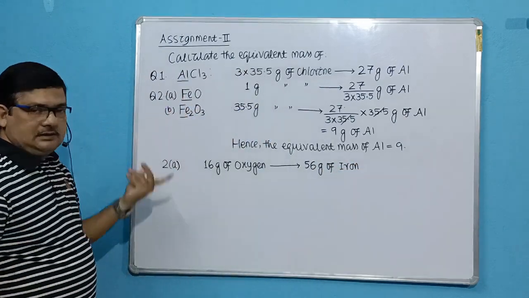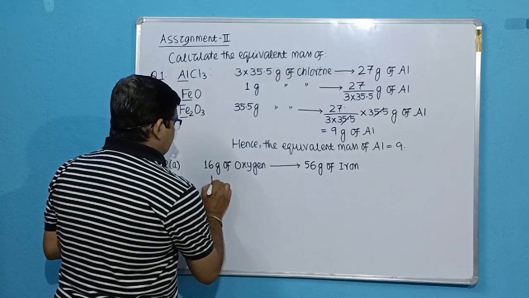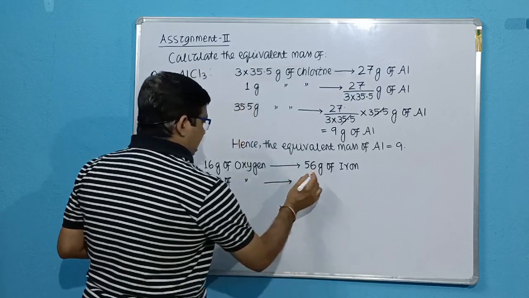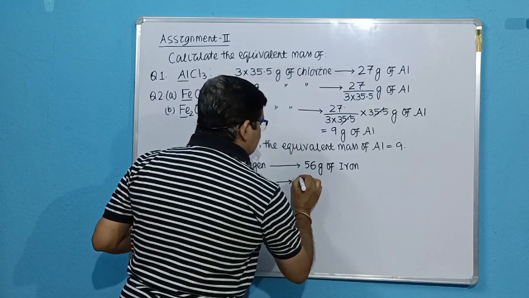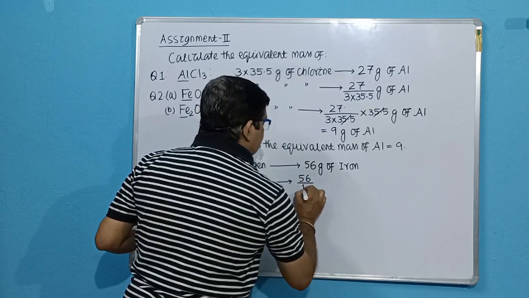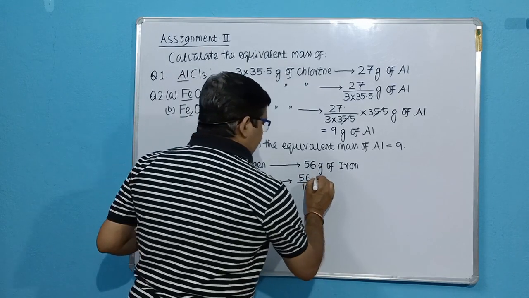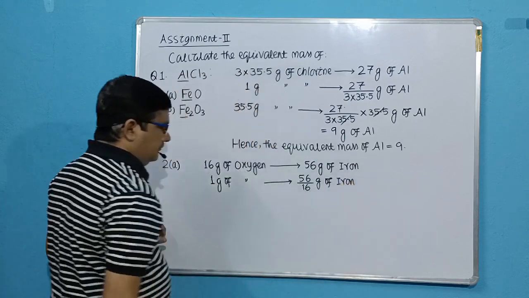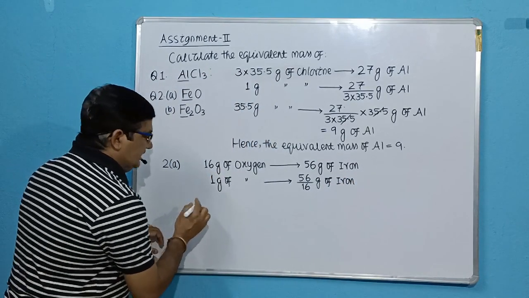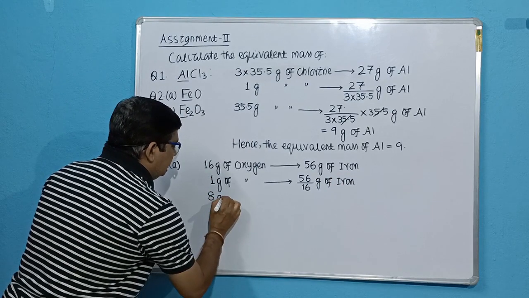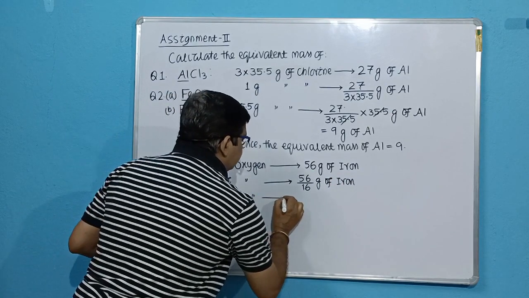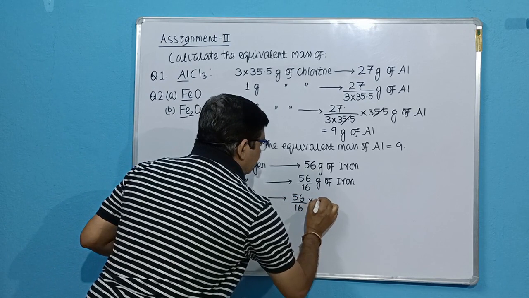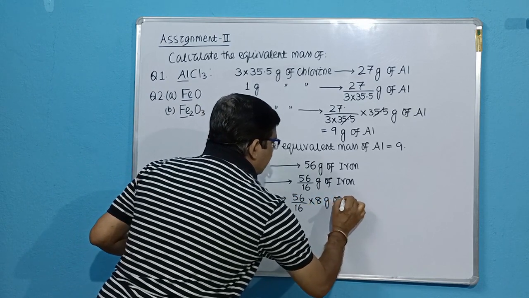Okay. So 1 gram of oxygen will combine with how many grams? Now 56 by 16 gram of iron. As per definition, 8 grams of oxygen is required. So 8 gram of oxygen will combine with 56 by 16 into 8 gram of iron.